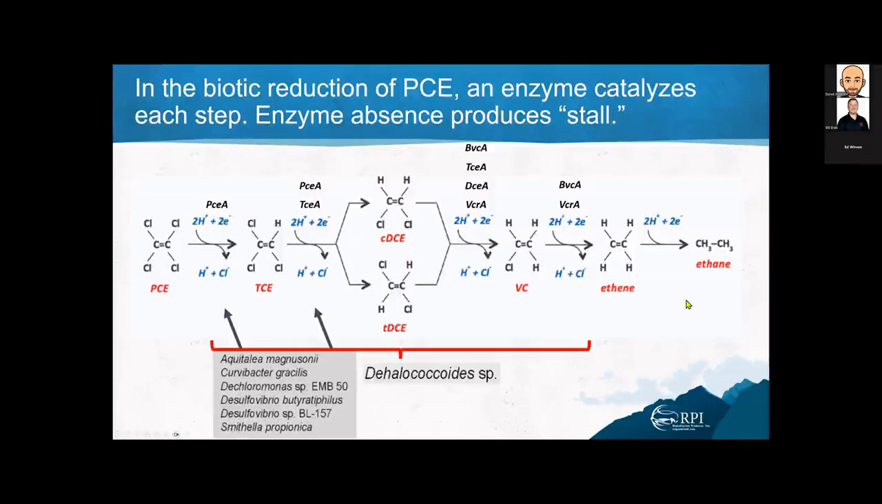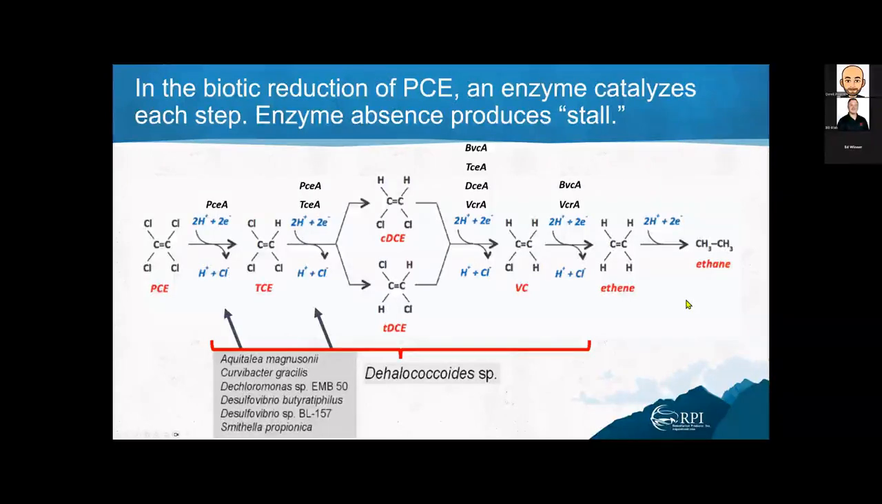So here are the genes that help transfer from one molecule to the next. Some of the enzymes will catalyze more than one step. There are several bacteria that can take you to DCE. The ones I've highlighted in gray are the ones that are most well known. Most of you have heard about Dehalobacter, Desulfitobacterium, and Sulfurospirillum as examples.